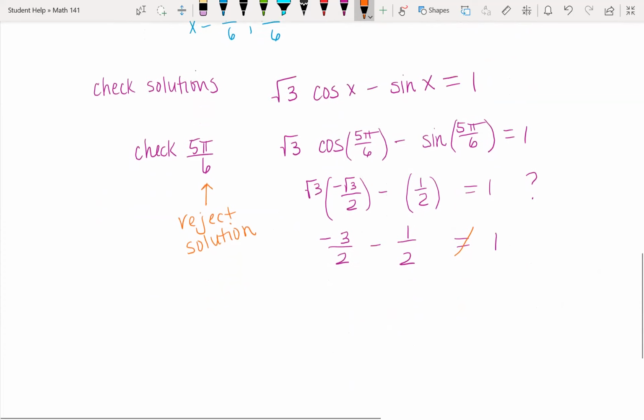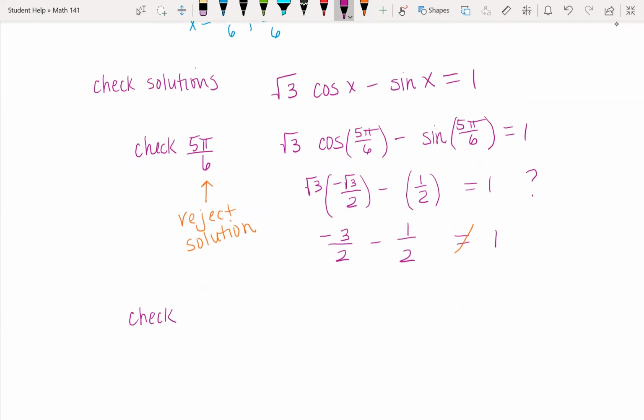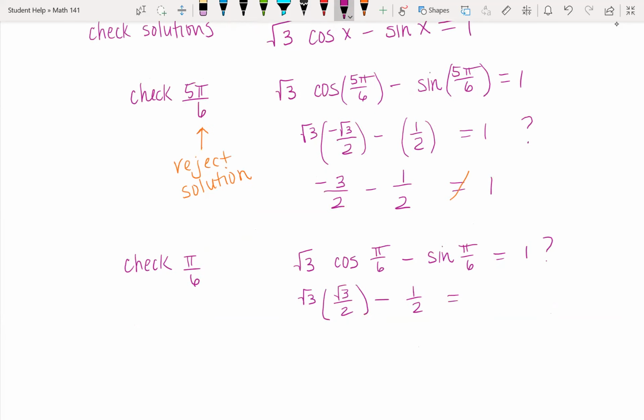Let's check a different solution. Let's check pi over 6. Square root of 3 times the cosine of pi over 6 minus the sine of pi over 6. We want to know if that equals 1. Square root of 3 times square root of 3 over 2 minus 1/2. We have 3 over 2 minus 1 over 2. Yeah, that one actually works. It ends up being 2 over 2, which is 1. So this one works. So we keep this solution.